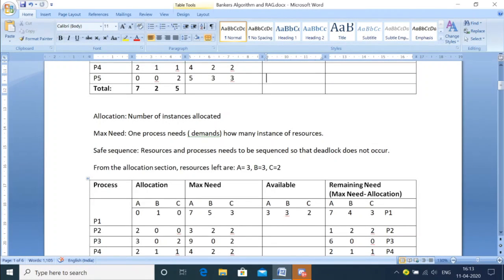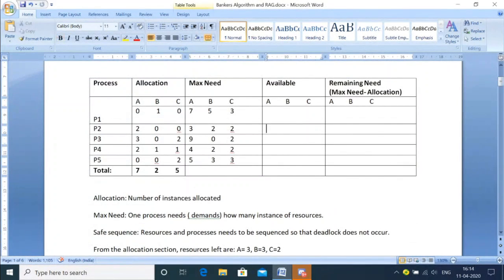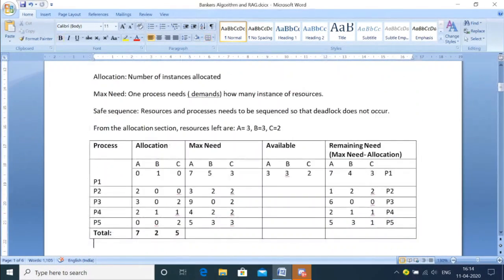Now, okay, then a remaining need. This is one section of the table. So how will you make it? You will subtract this part of the column, maximum need, whatever is there, minus the allocation. So whatever is the allocated one. This table minus this table, the values of this section of the table will give you the value here. Okay. So let us see how do we do this.